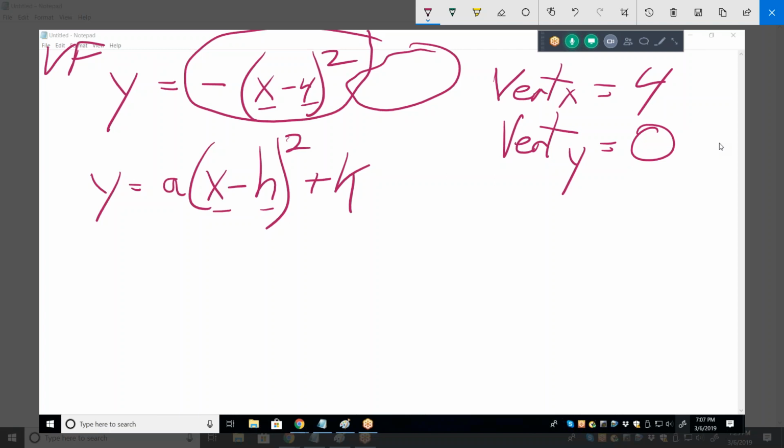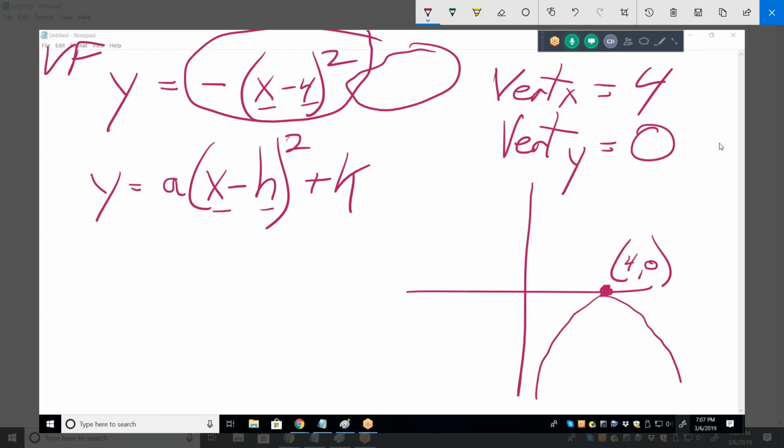Okay? Now, let's graph what we know, which is the vertex, right there. That's going to be at 4, 0. Now, does this open up or down? This would open up, or down. Correct. So, something like this. When I say something like that, we know it's a parabola, we know it opens down, and we know where its vertex is. But I still need 2 other points.